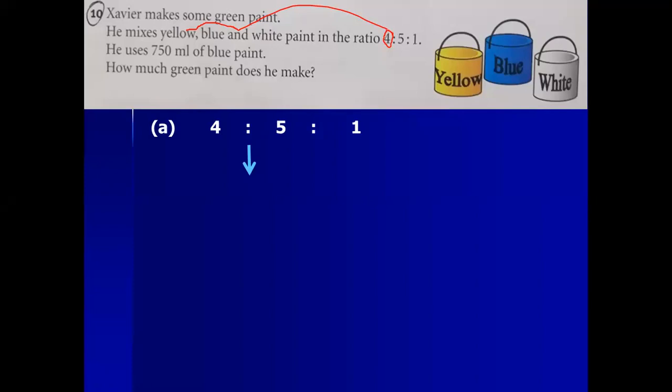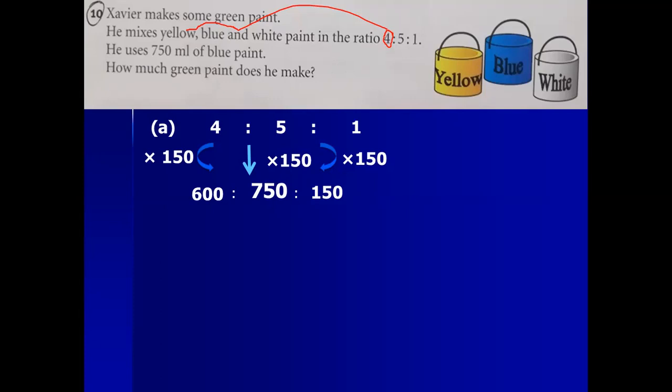Then we will multiply 150 times 4 to get the yellow. So yellow equals 150 times 4, which is 600. And white equals 150. How much green paint? At all, if I'm asking you at all, we will add 750 plus 150 plus 600. Thank you, Muhammad. Appreciate it.